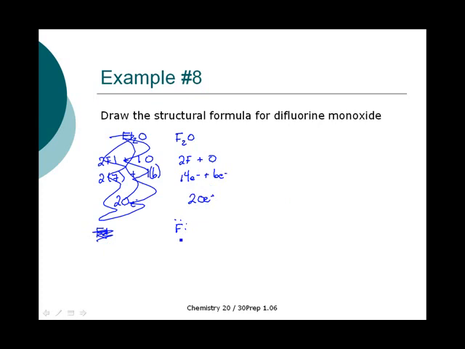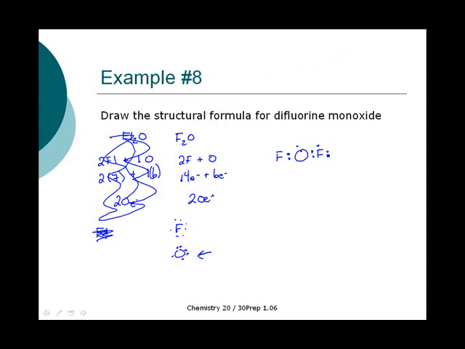Okay, so fluorine has 7 valence electrons. Oxygen has 6 valence electrons. And so oxygen is the most electron deficient, so it's going to be our center. We're going to bond fluorine and another fluorine to our oxygen. Then we put in our bonds, and then we fill in the rest of our electrons. We need 20. We have 4 right now.